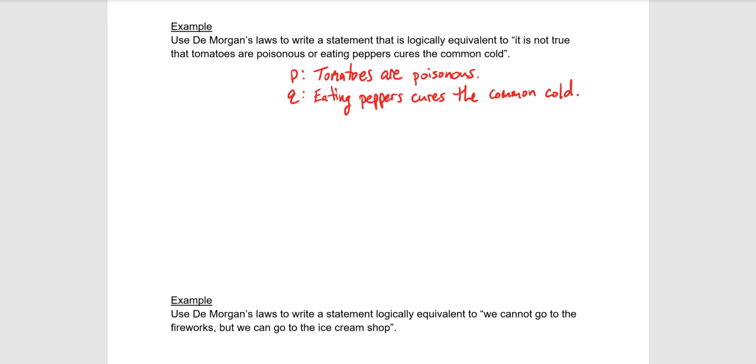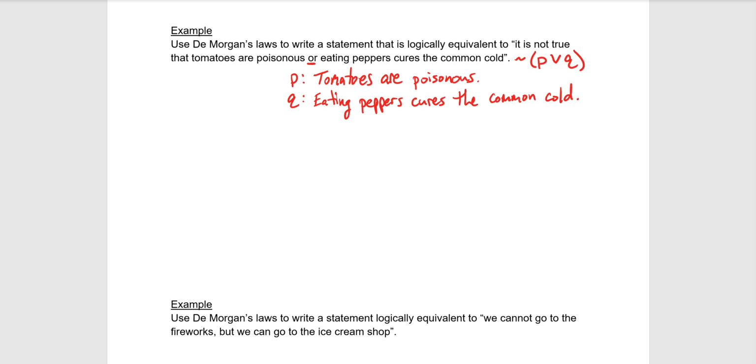So statement P is going to be tomatoes are poisonous. Statement Q, eating peppers cures the common cold. So that means this statement from the question, written in symbolic form, is going to be: it is not true that, so that's the same as it is false that. So negation, parentheses, tomatoes are poisonous, statement P. It's a disjunction with or, so P or Q.